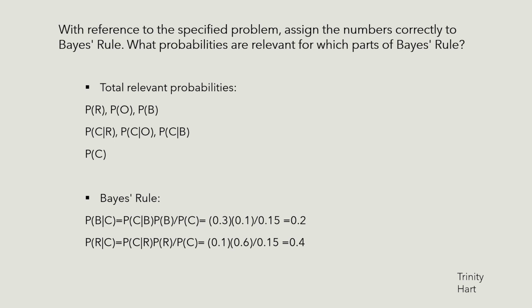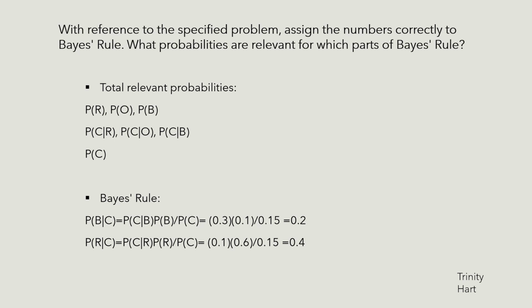The probability of red crashing is 0.1, orange crashing is 0.2, and blue crashing is 0.3. We must use Bayes' rule to calculate the probability that she was assigned a specific program given that the crash occurred. To do this, we must calculate the total probability of a crash, which we can find by using the law of total probability. To find the probability that she was assigned blue, we apply Bayes' rule. This comes out to 0.3 times 0.1 divided by 0.15, which equals 0.2.